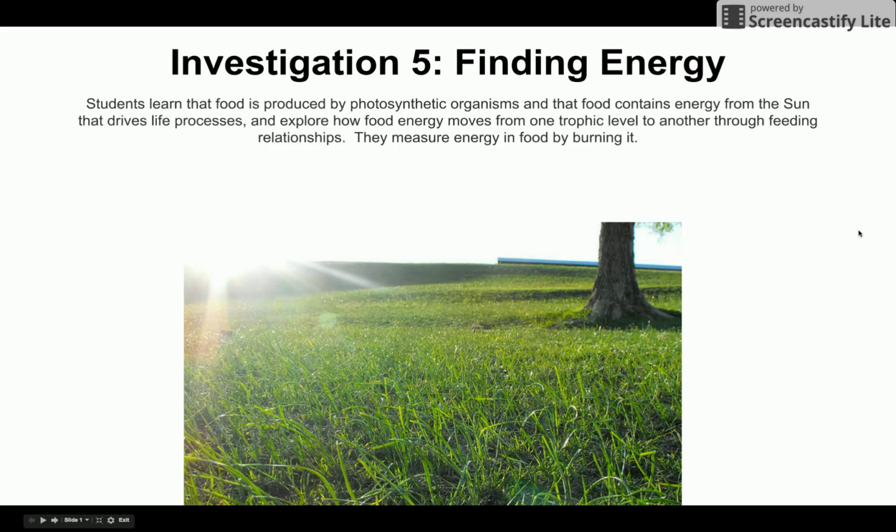Investigation 5, Finding Energy. Students learn that food is produced by photosynthetic organisms and that food contains energy from the sun that drives life processes. Students explore how food energy moves from one trophic level to another through feeding relationships. They measure energy in food by burning it.